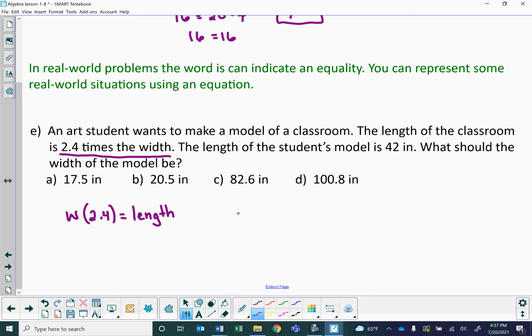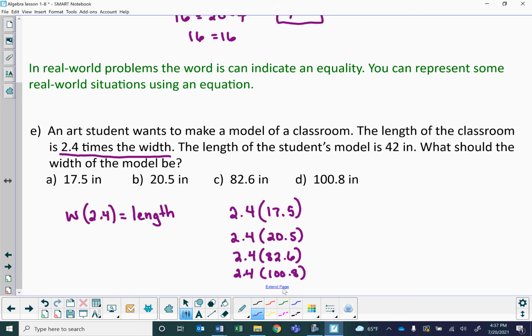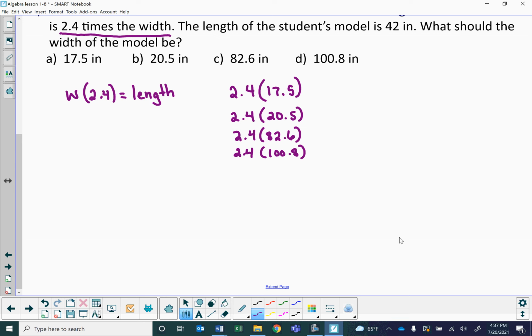So I'm going to take 2.4 and multiply it by 17.5. I'm going to take 2.4 and multiply it by 20.5. I'm going to take 2.4 and multiply it by 82.6 and 2.4 and multiply it by 100.8. And you might ask me, why am I multiplying all of them? Why don't I just do one and when I find my answer, stop? Well, if you make a mistake, you're not going to catch it unless you test all of them.